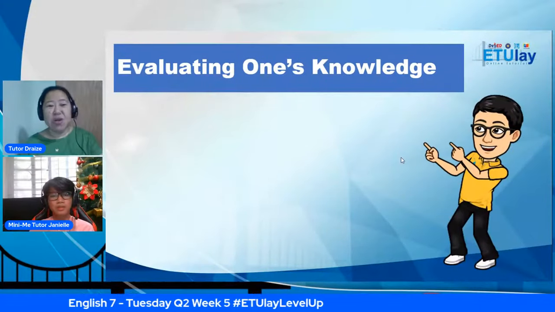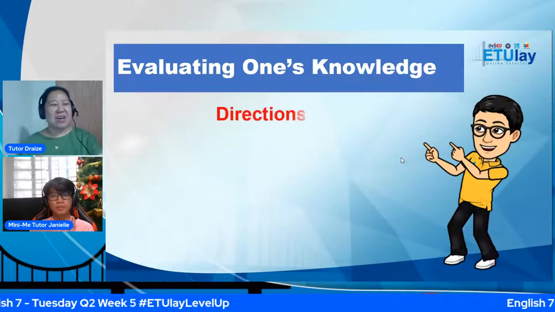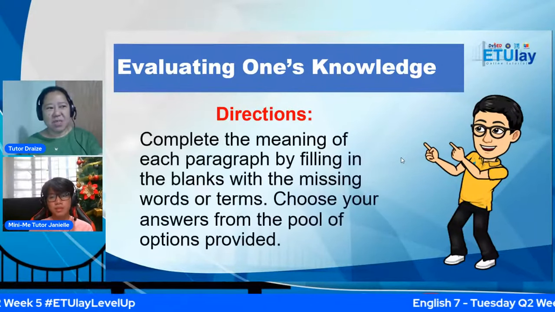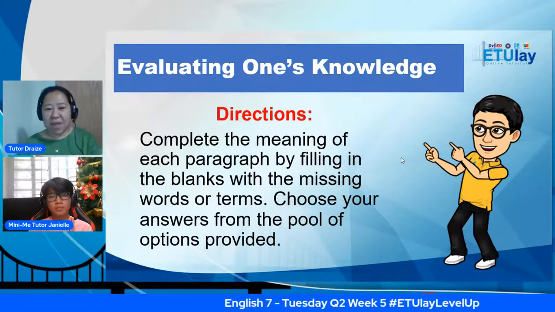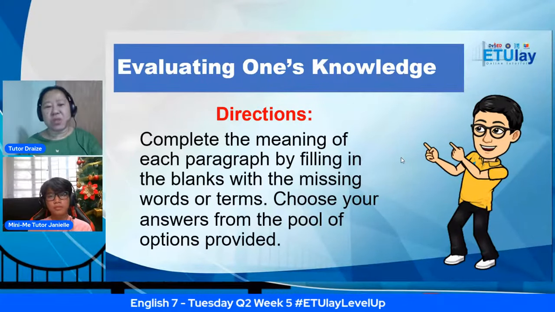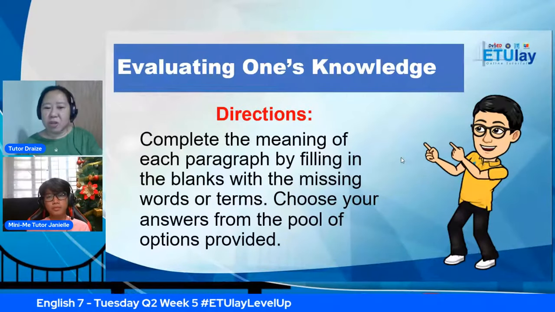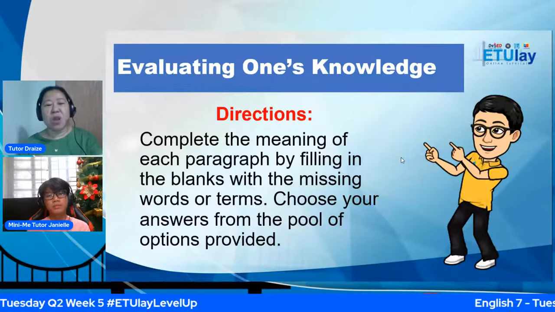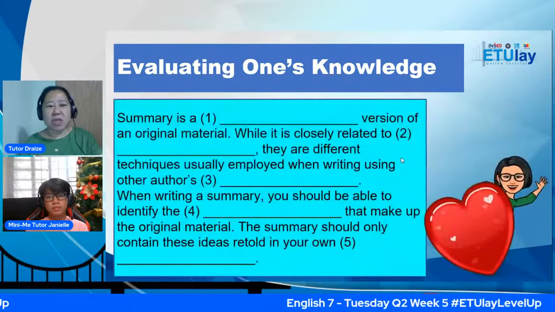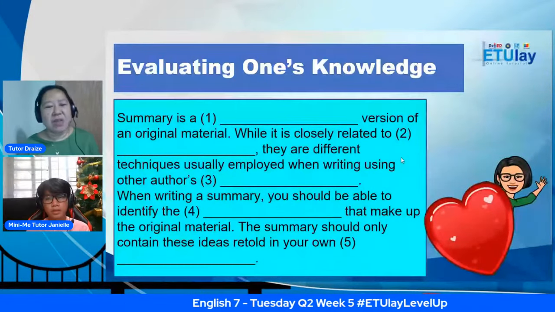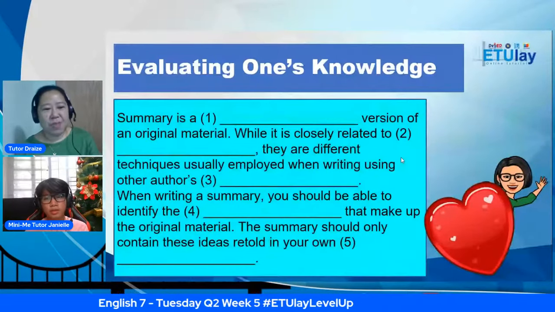And let's now do another activity. Our directions for this: you're going to complete the meaning of each paragraph by filling in the blanks with the missing words or terms. You're going to choose your answers from the pool of options provided. Now, Kuya Janiel, can you please read our text for this afternoon?